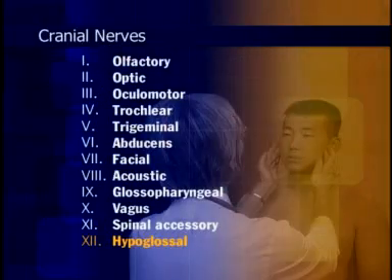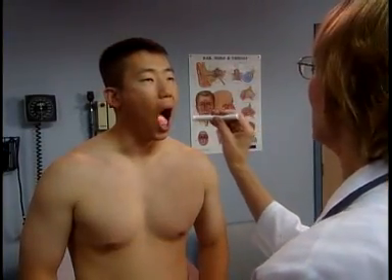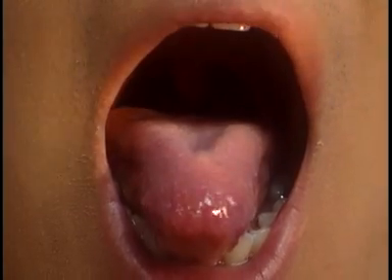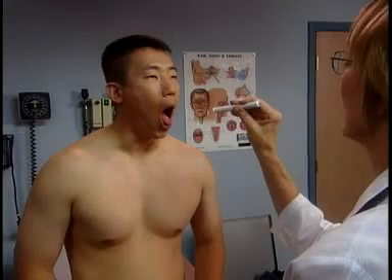Okay. Assess the 12th cranial nerve by inspecting the patient's tongue for atrophy or fasciculations. Right, now I'd like you to open your mouth. Down. Then, with the patient's tongue protruded, look for asymmetry and deviation from the midline. Excellent. That's perfect. Okay. Very good. This completes the assessment of the 12 cranial nerves.